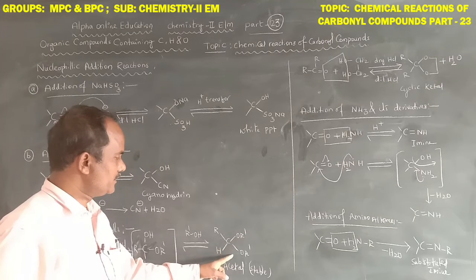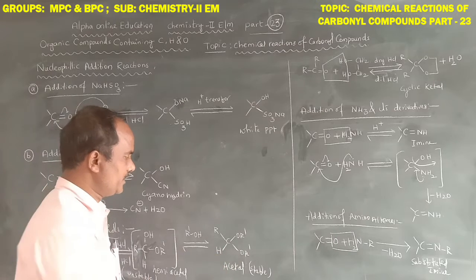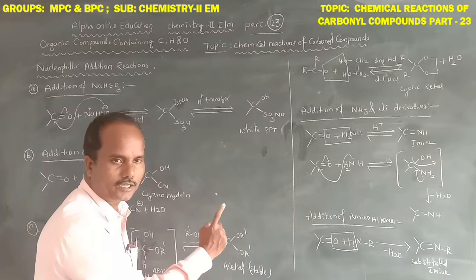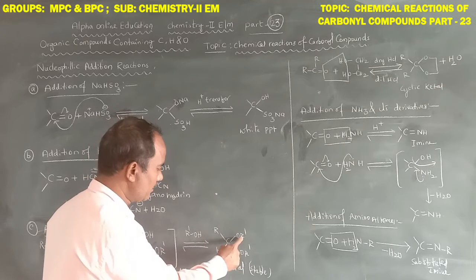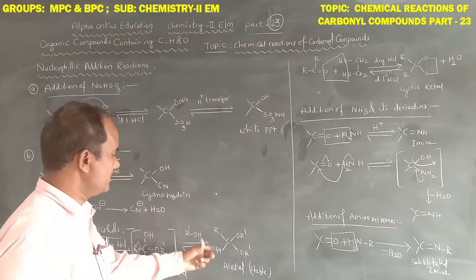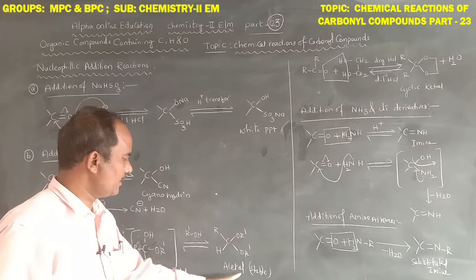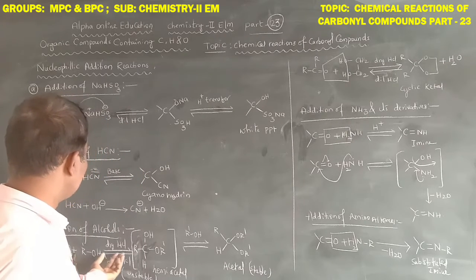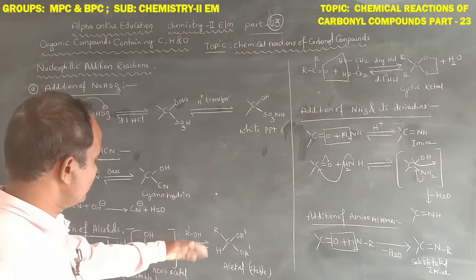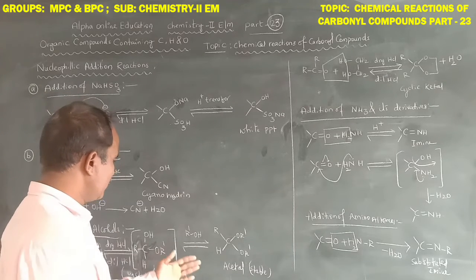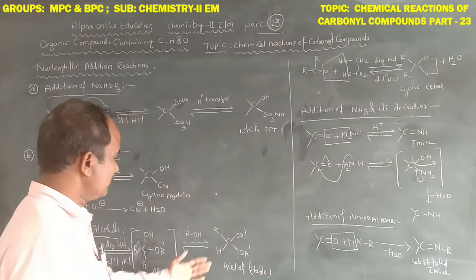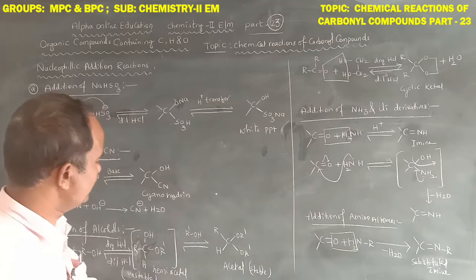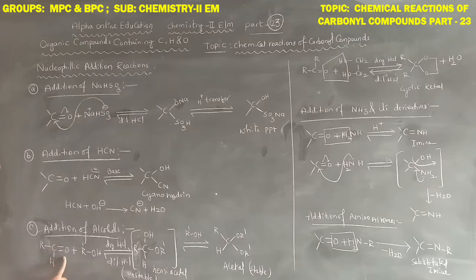Okay, it's an acetal. There is a gem-dialkoxy. Gem means what? Two groups are present on one carbon. A gem-dialkoxy compound is formed, and this is called an acetal. So the acetal is stable. This is also a reversible reaction. In order to get the starting material, the acetal is mixed with dilute HCl. Then the acetal is converted into an aldehyde.